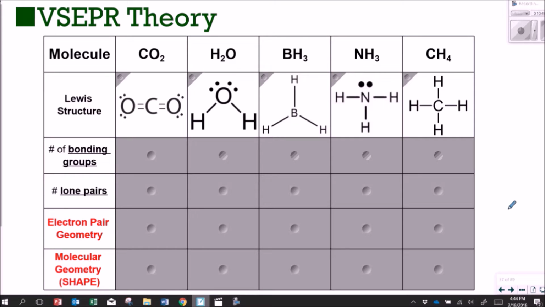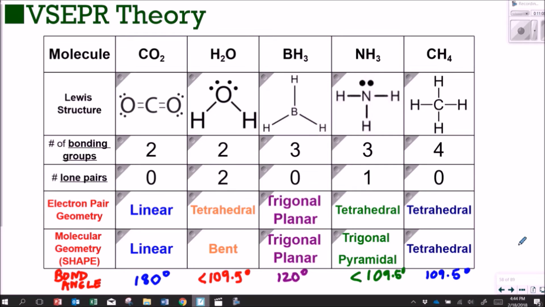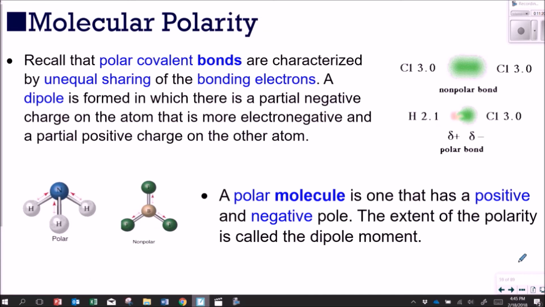You can use your reference chart in the beginning, but as you go along and get more familiar with the different shapes, you have to try to memorize your reference chart until you are able to do the molecules without looking at the chart. These are the correct answers. Let's look at molecular polarity.